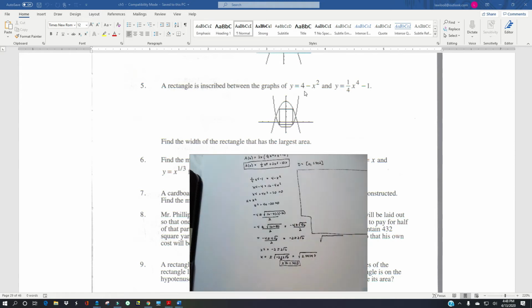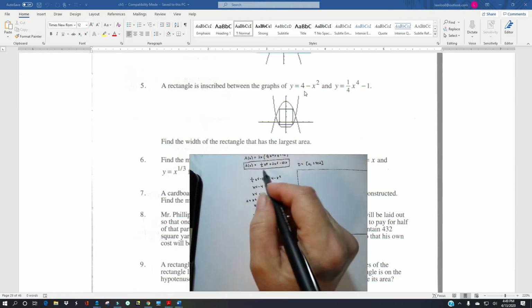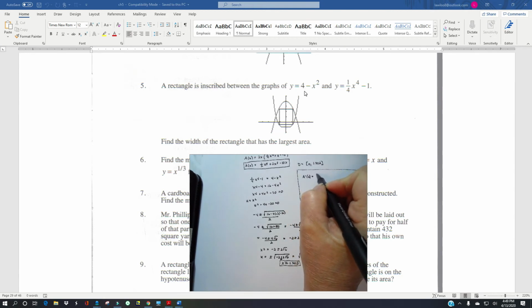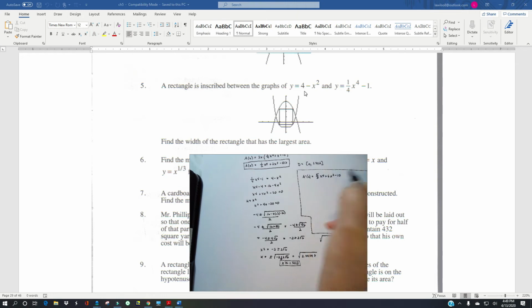Okay, so a prime of x is going to be 5/2 x to the 4th plus 6x squared minus 10. Now I've got to set that thing equal to 0 and solve to see if there's a critical number in between this and this.